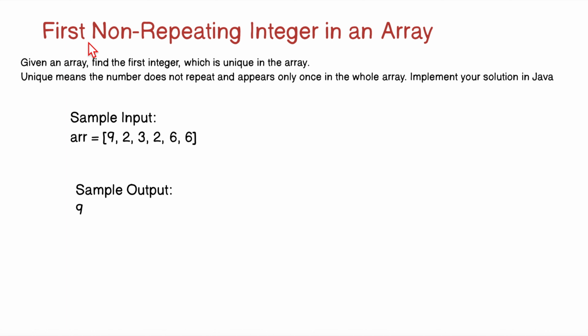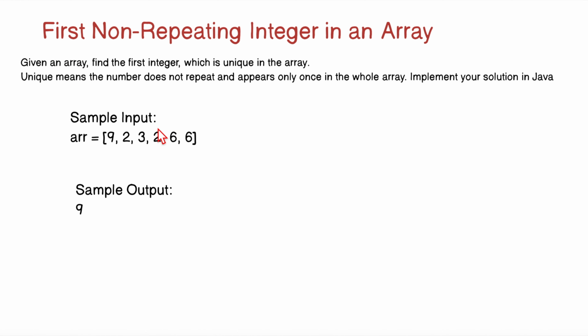Hello, welcome. In this video, we'll see the first non-repeating integer in an array problem. First, let's understand the problem statement. We are given an array of integers, and we need to find the first integer in the array which is unique. Unique in the sense that it is non-repeating, and it should be the first occurrence. We are going to implement this in Java.